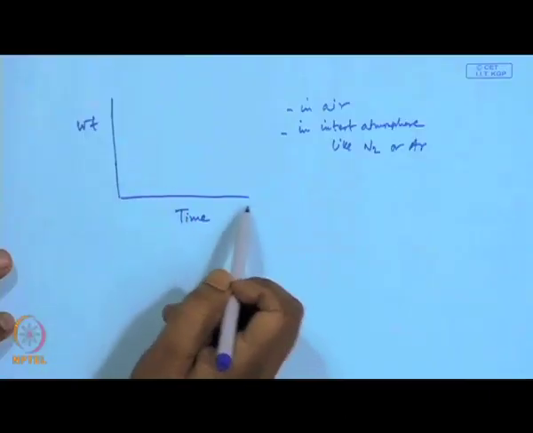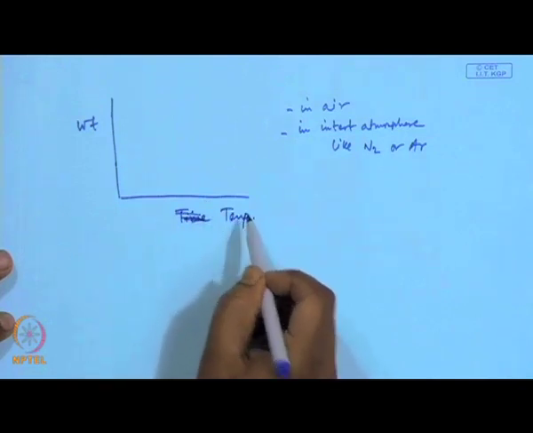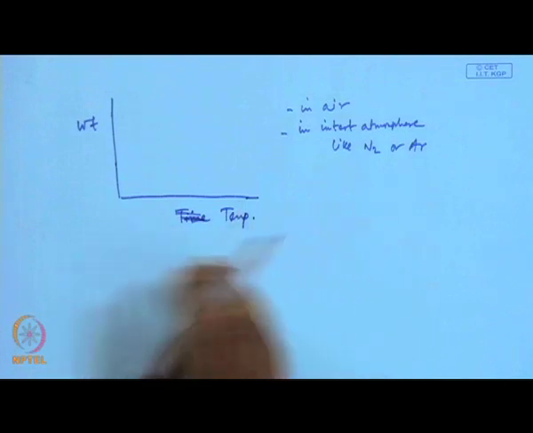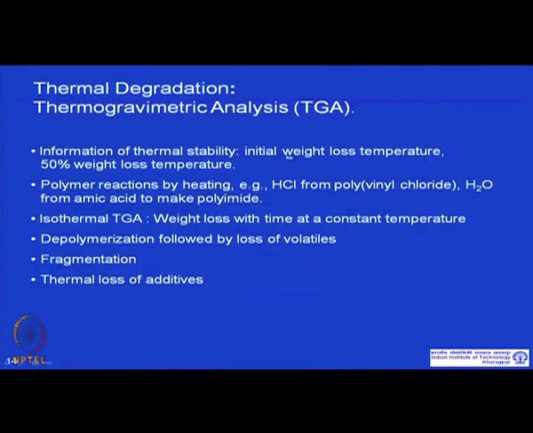So, weight is plotted against temperature. Now, we can get information from this test. Basically, we can know at what temperature this polymer starts decomposing or degrading, and we can find out the temperature at which 50% weight loss or complete weight loss occurs, whatever is your interest.